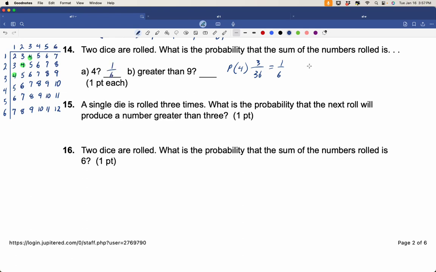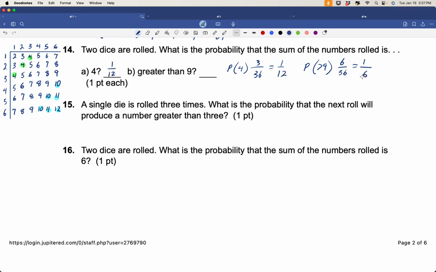All right, so what is the probability that it'll be greater than 9? That means the sum would be 10, 11, or 12. We have 36 outcomes, so let's see how many of those outcomes could possibly be 10, 11, or 12. 1, 2, 3, 4, 5, 6. So 6 out of 36 opportunities to have a number greater than 9. We reduce that and we get 1. I'm sorry, I did this wrong. My goof. That should be 1 out of 12, not 1 out of 6.